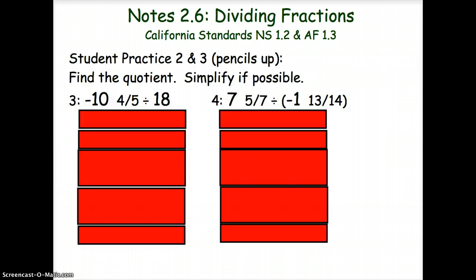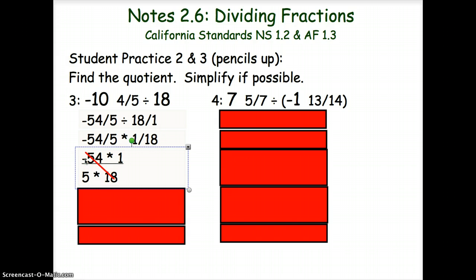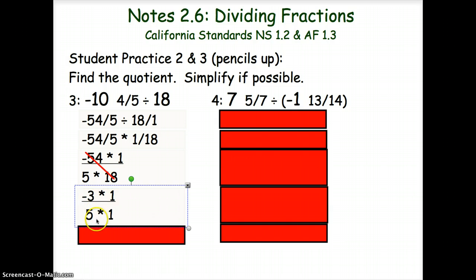Student practice 2 and 3, go ahead, find the quotient, and please simplify if possible. Okay, welcome back. Let's see how you did. Taking a look first, I have my improper fractions. Skip, change, flip. Cross cancel if possible. So now I have my new fractions, and I multiply across.